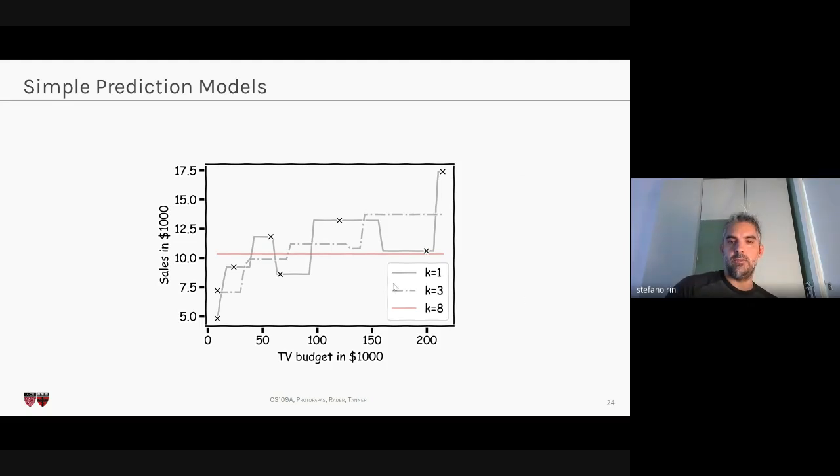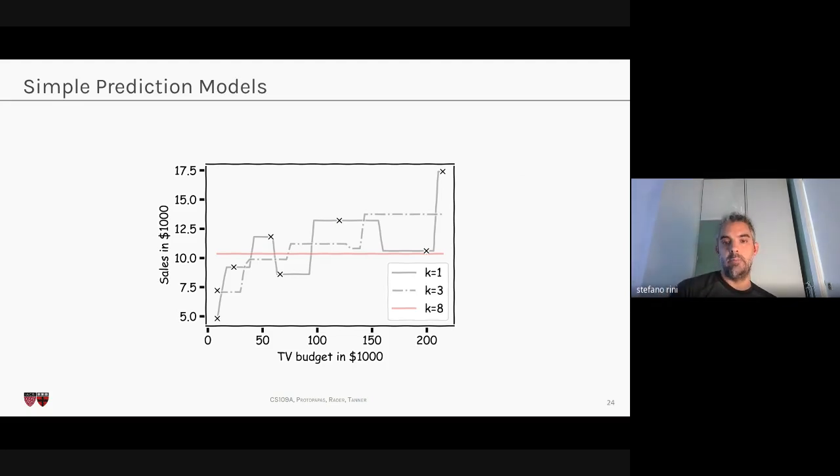So for k equal to 1, we just produce the prediction which is the closest one to the current value that we have. So you notice that this curve has a lot of jumps. Why? Because the prediction that we have changes completely when we move beyond the median of 2 different points.